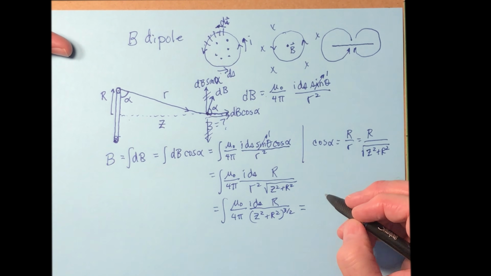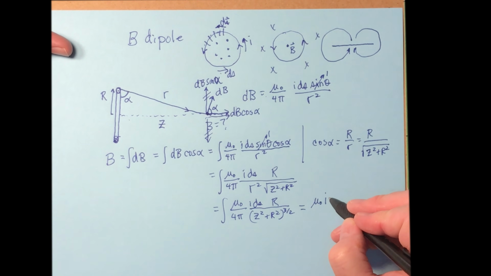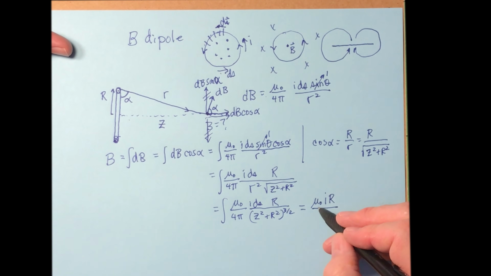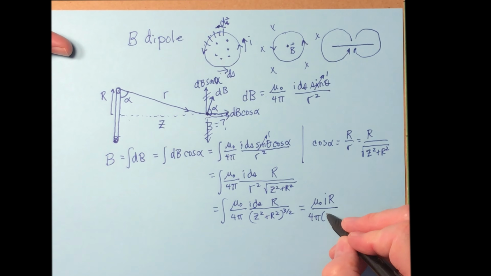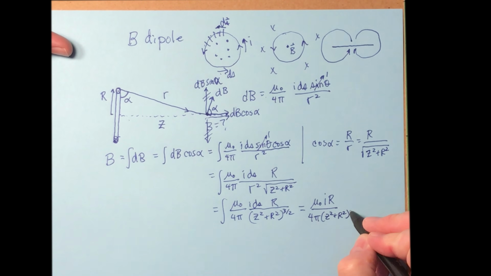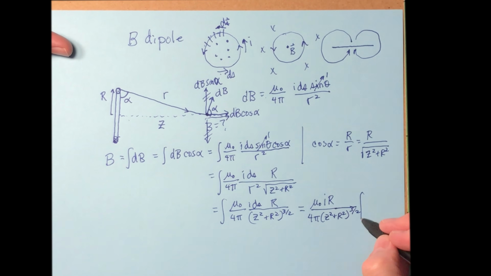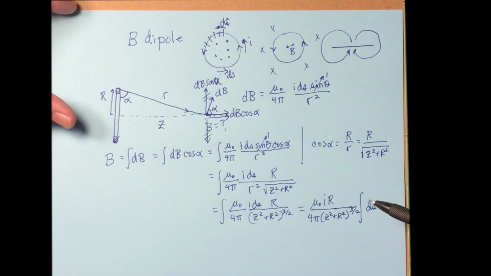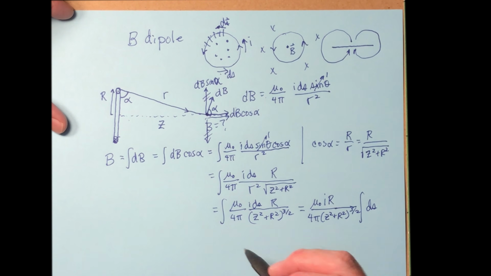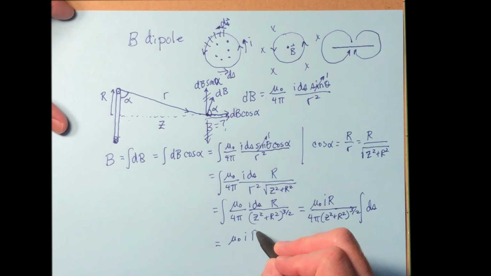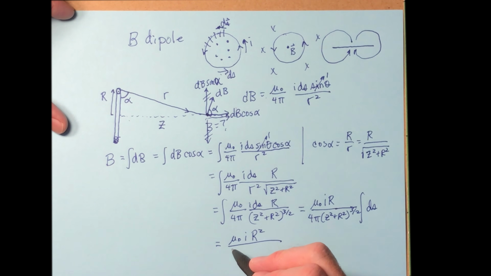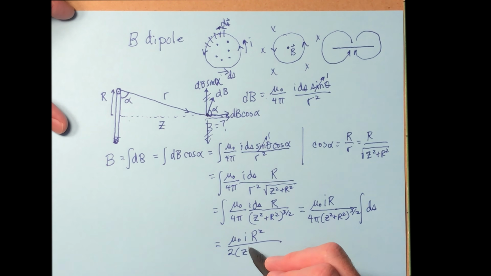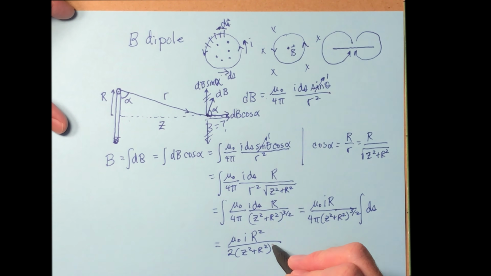So all of this boils down to mu naught I big R over 4 pi z squared plus big R squared to the 3/2 times the integral ds. And that's it. So what's the integral ds? Integral ds is the circumference of the loop, and the circumference of the loop is 2 pi big R. So what happens when you plug that in? Mu naught I big R squared over 2 z squared plus r squared to the 3/2.